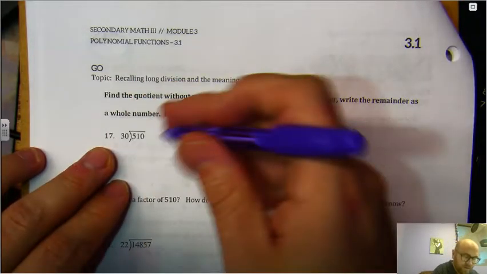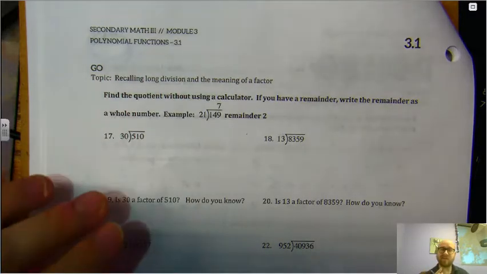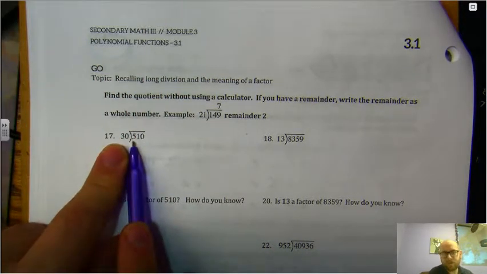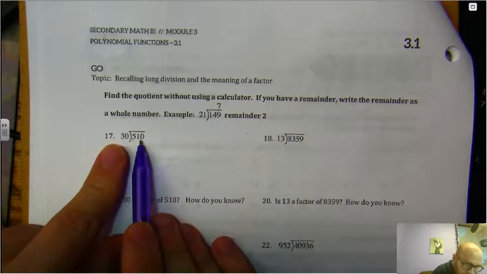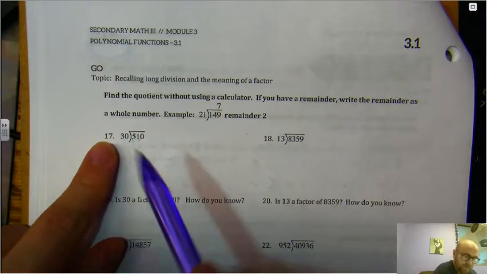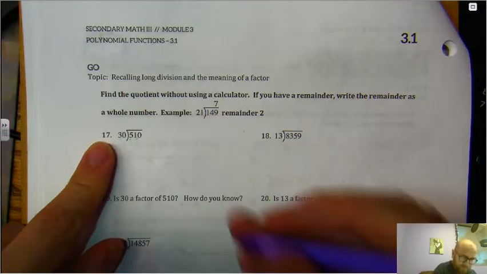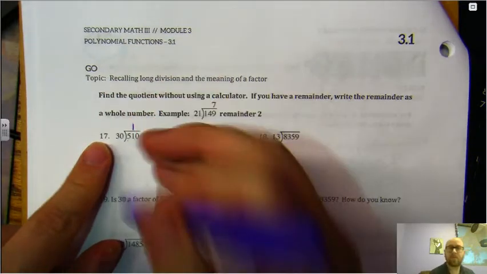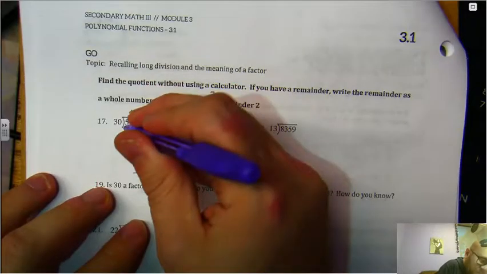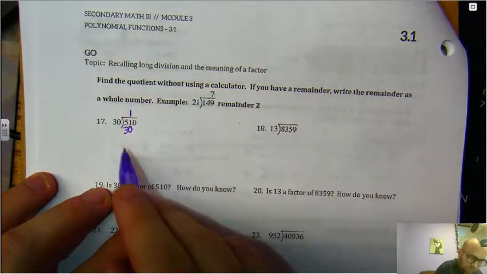The first thing that we do is go digit by digit, okay? So I'm going to start with 5. Does 30 go into 5? No, 30 is bigger than 5. Now I'm going to go one digit over. Does 30 go into 51? I'm just going to ignore that 0 for a second. Yes, 30 does go into 51. How many times? Once, right? Because we've got 30 and then 60, and 60 is going to be too big. So it goes in once, so 30.